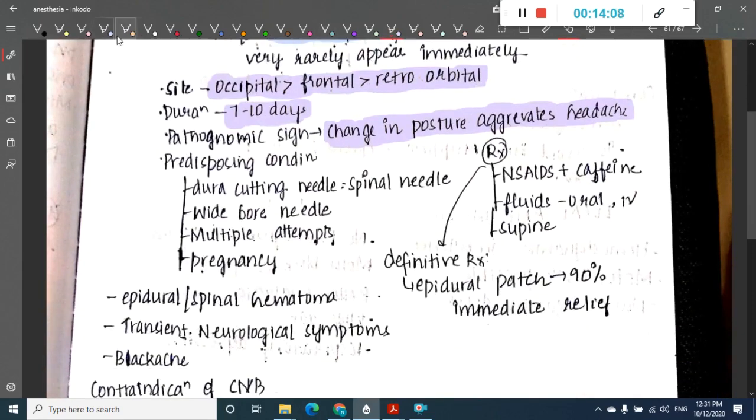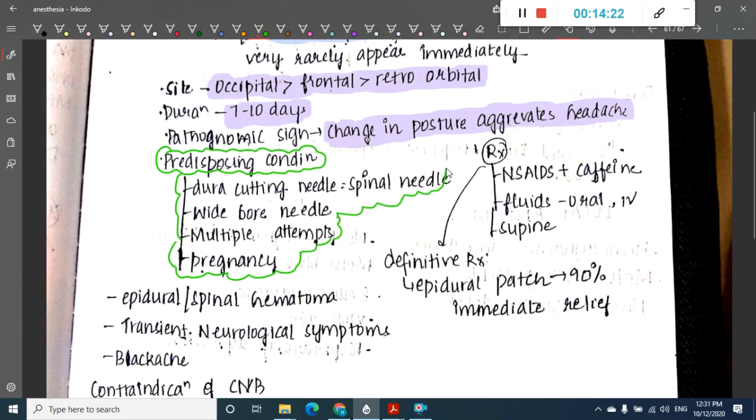Now, what are the predisposing factors for this type of headache? Predisposing factors include a dural cutting needle or spinal needle, wide bore needle, multiple attempts at getting the anesthesia, and pregnancy. All these are the predisposing factors for post-dural puncture headache.